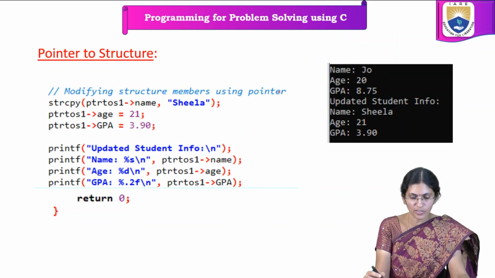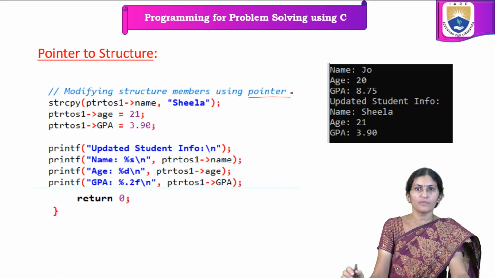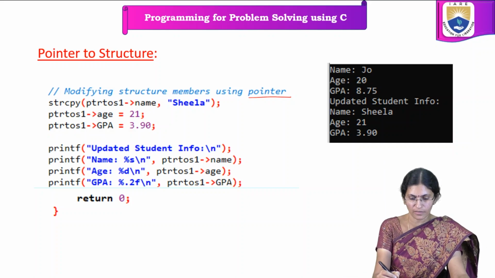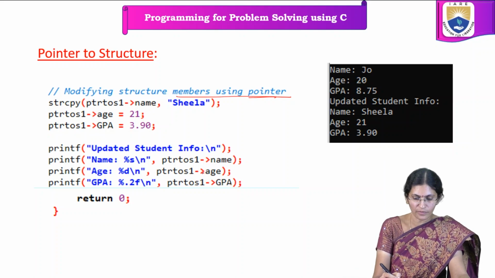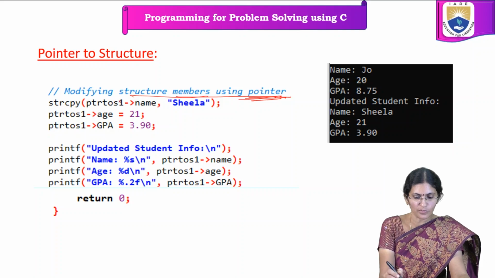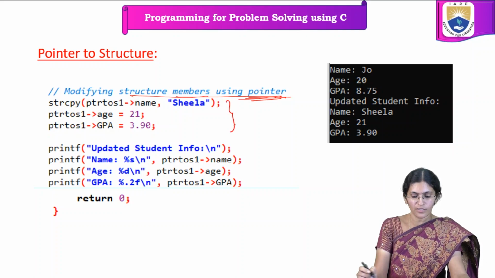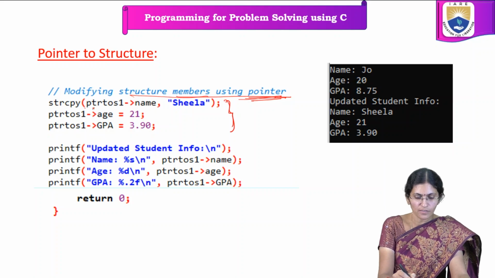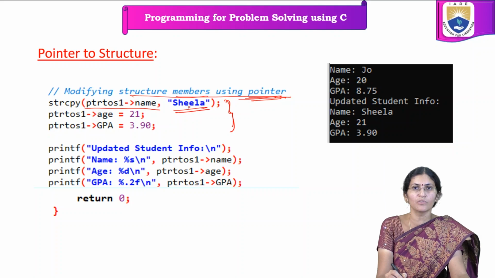Next, modifying the structure members using a pointer. We can actually modify the structure members by using a pointer. As we have seen for variables, the same operation can use the concept of pointers to modify the structure members also. This is how we modify. For the array of characters, corresponding to the field name, we are copying this value to this field. Previously it was Joe, now it is updated to Sheila.